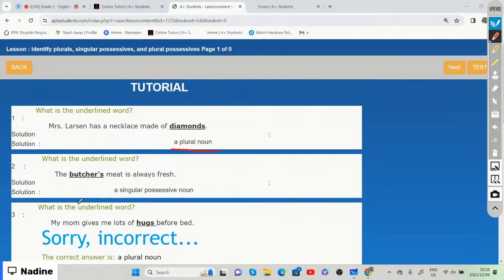So the butcher's meat is always fresh, which means that butcher's, with an apostrophe S, is a singular possessive noun.